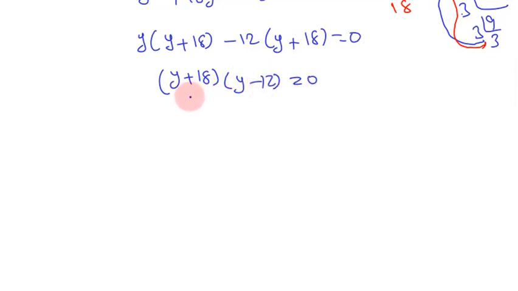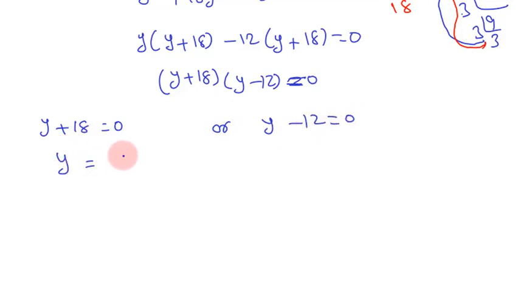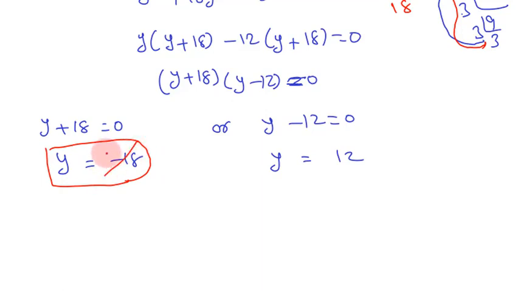Now if you observe this, the product of two numbers is equal to 0. Product of two numbers is 0 means either one of them is equal to 0. That means either y plus 18 is equal to 0 or y minus 12 is equal to 0. If y plus 18 is equal to 0, then y is minus 18, and then y is 12. As we consider y as the side of the second square, y cannot be negative, so we will neglect this value. Then we will consider this as the value of y.